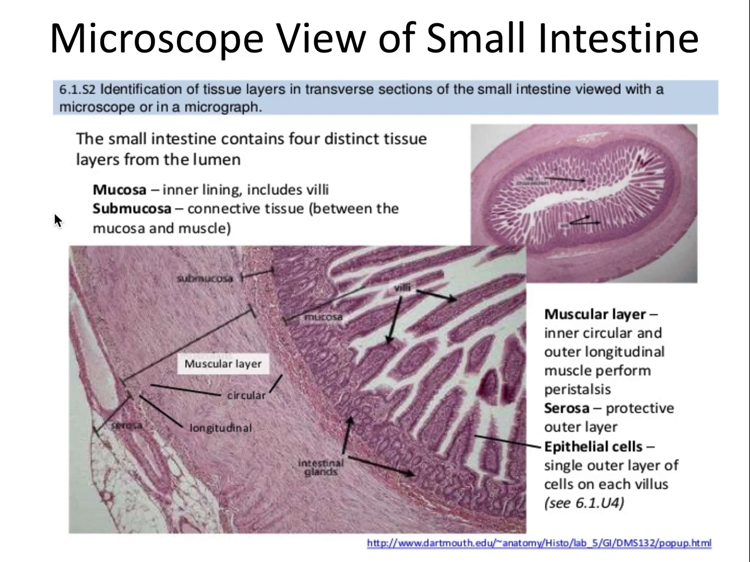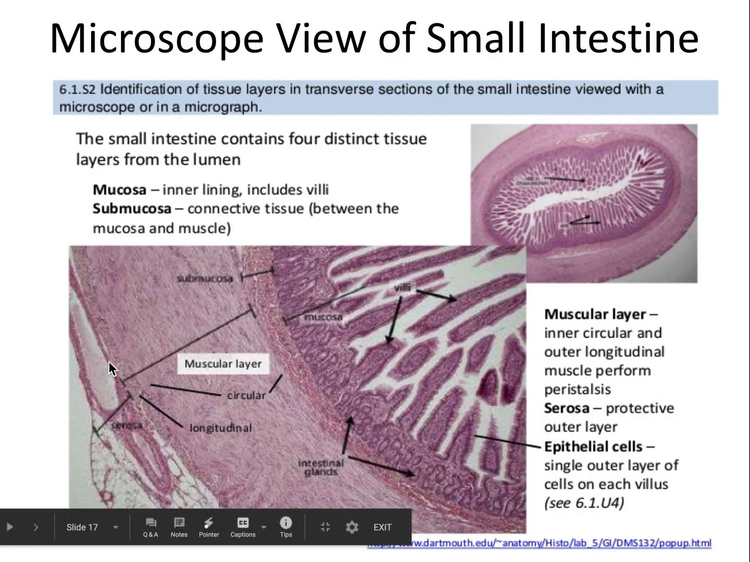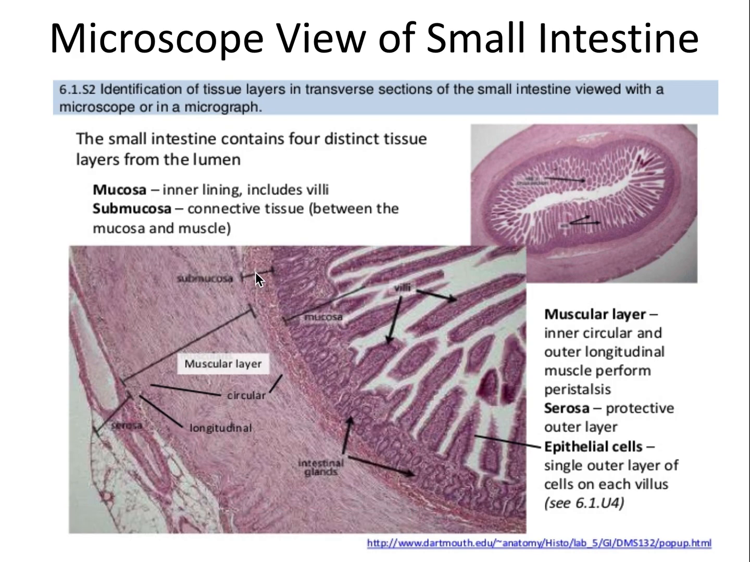So the small intestine contains 4 distinct tissue layers around the lumen. So the mucosa, which is the inner lining, including the villi. Then the submucosa, which is the connective tissue between the mucosa and the muscle. So you can see this is the muscle layer here, this thick part. Then here's the submucosa that's connecting to the mucosa, which is containing all of the inner lining and the villi.